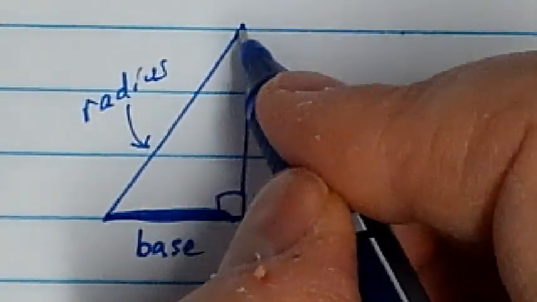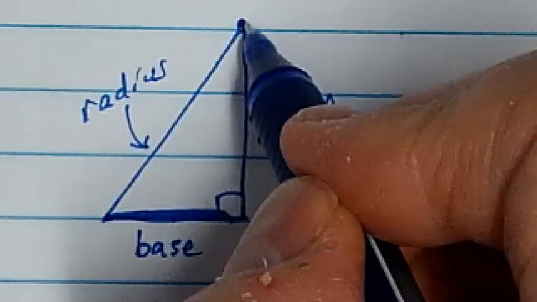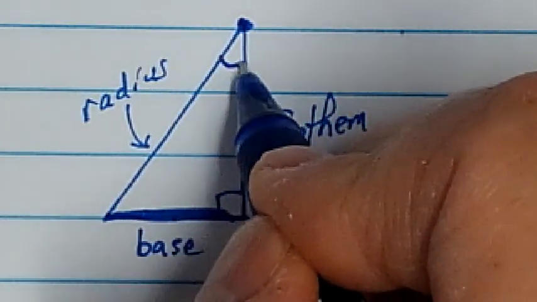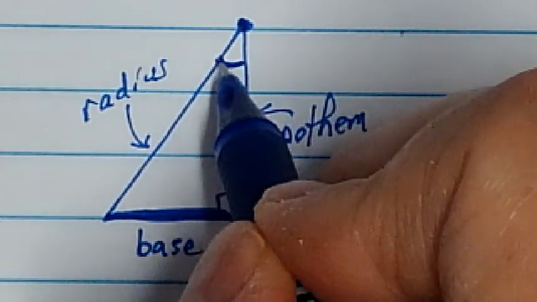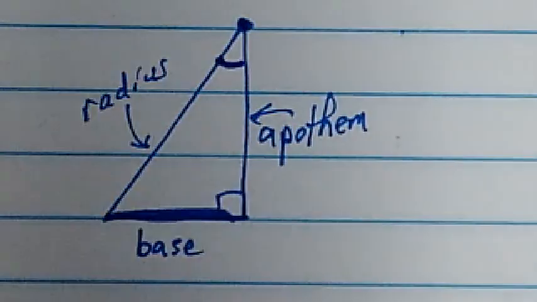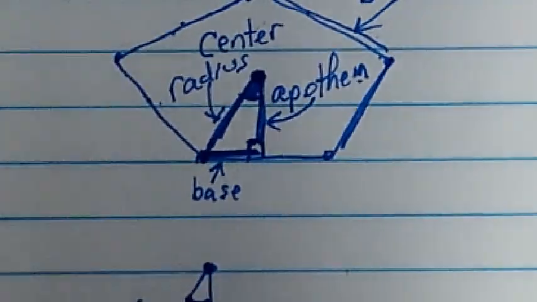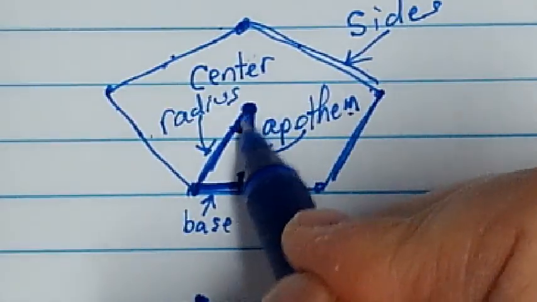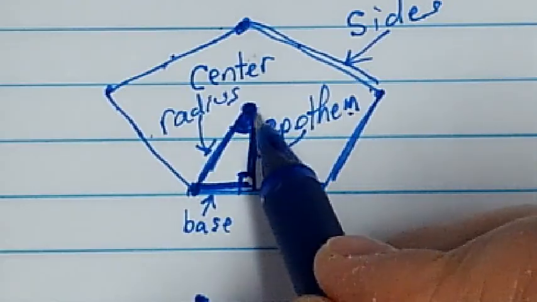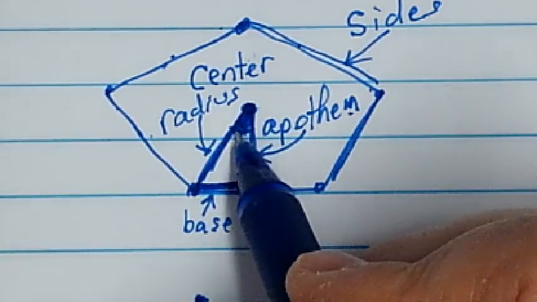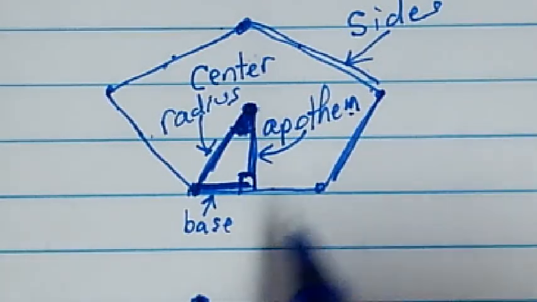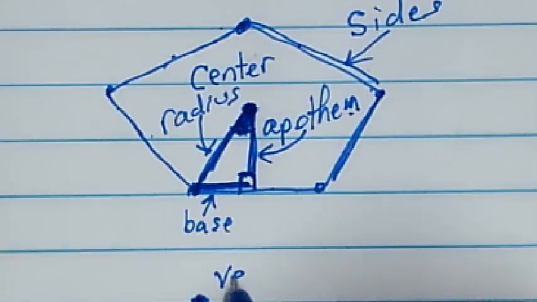Now remember, this point right here, that's the center. But remember, this angle is very important. That angle right there, as I'm showing you in this triangle, if you relate that back to the polygon, is this angle right here. It's the angle created between the apothem and the radius. And the vertex is at the center. I'm going to give that angle a name. I'm going to call it the vertex angle.